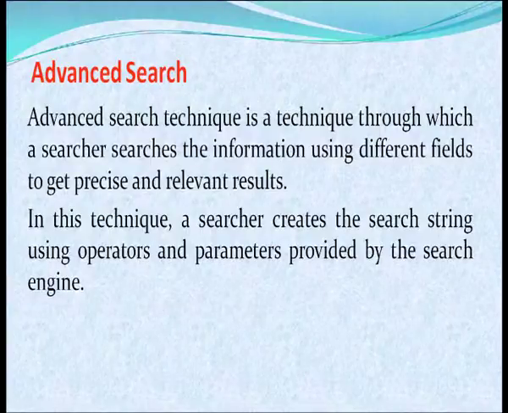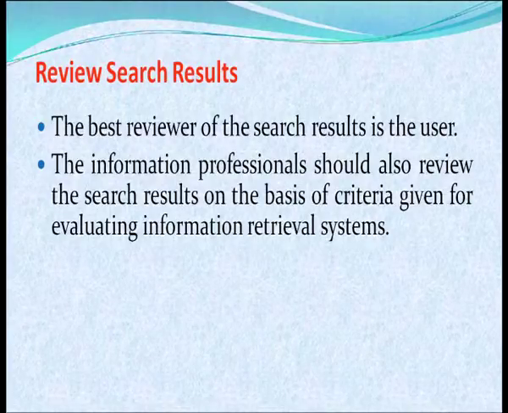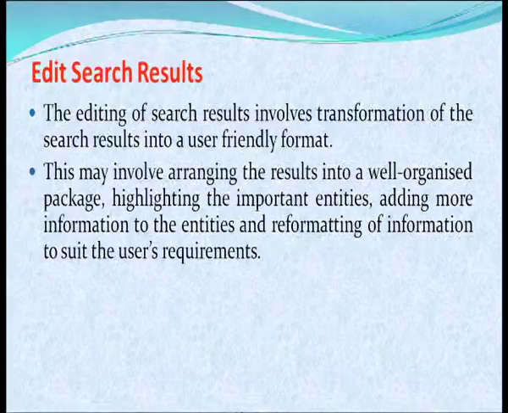Then we come to the advanced search. Advanced search is a technique through which a searcher searches the information using different fields to get precise and relevant information. In this technique, the searcher creates a search string using operators and parameters provided by the search engine. This is the screenshot for the advanced search. Finally, we are reviewing the search results. The best reviewer of the search results is the user. The information professionals should also review the search results on the basis of the criteria given for evaluating information retrieval systems.